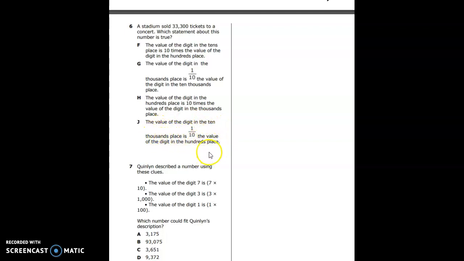Number 7. Quinlan described a number using these clues. The value of the digit 7 is 7 times 10. The value of the digit 3 is 3 times 1,000. The value of the digit 1 is 1 times 100. Which number could fit Quinlan's description? A. 3,175. B. 93,075. C. 3,651. Or D. 9,372.